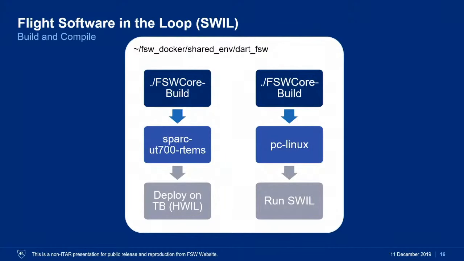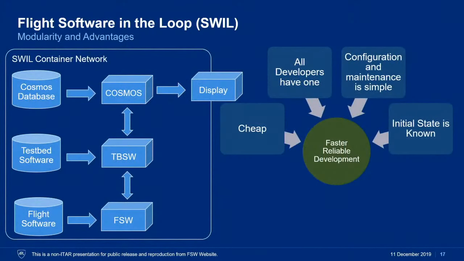So once you've done that and you have compiled images, then you just instantiate your spacecraft. The actual container network looks something like this, where you have your flight software container interacting with your testbed software container back and forth, and then your testbed software container interacting with Cosmos. And Cosmos provides a display to the user so that they can run their tests, command the spacecraft, and look at telemetry coming back.